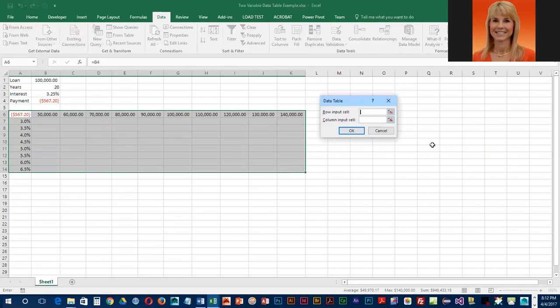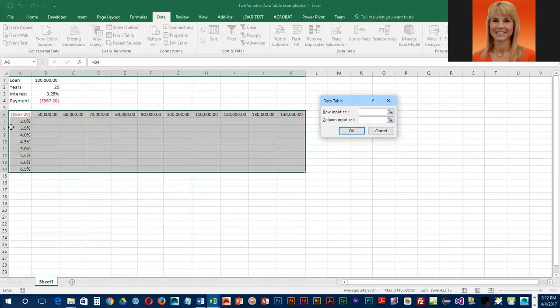Now with the two variable table, two different things are changing. So you do have to give Excel kind of a reference point so it knows where to plug the data in. Because we have multiple cell references, it needs to know kind of what goes with what. So row input.